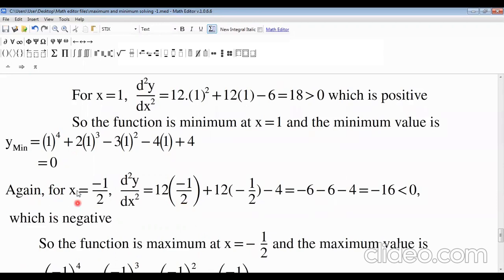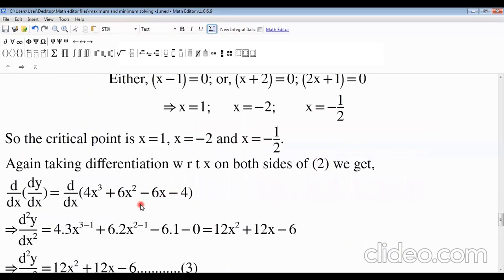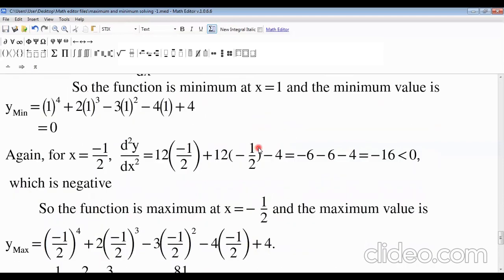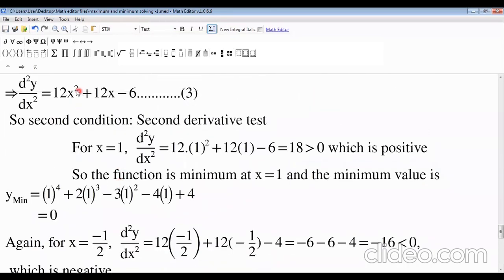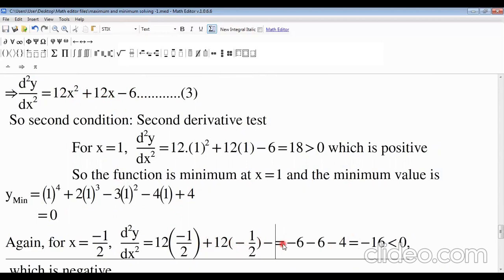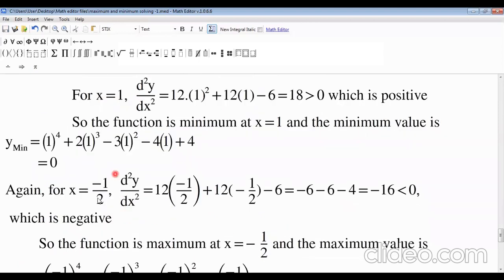Now again testing for the other critical value, x equals minus half. The second derivative value will be 12 into minus half whole square plus 12 into minus half minus 6. This will be minus 6, not minus 4, minus 6. So for x equals minus half, the second derivative value is negative, minus 6 minus 12, which is minus 18, which is negative.